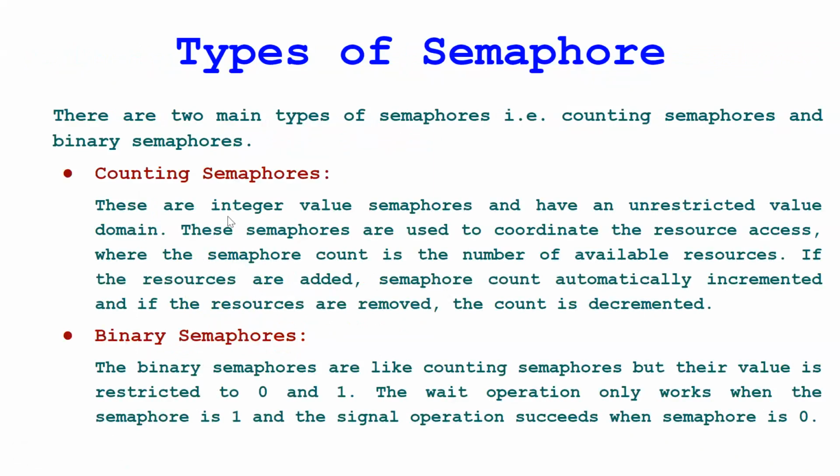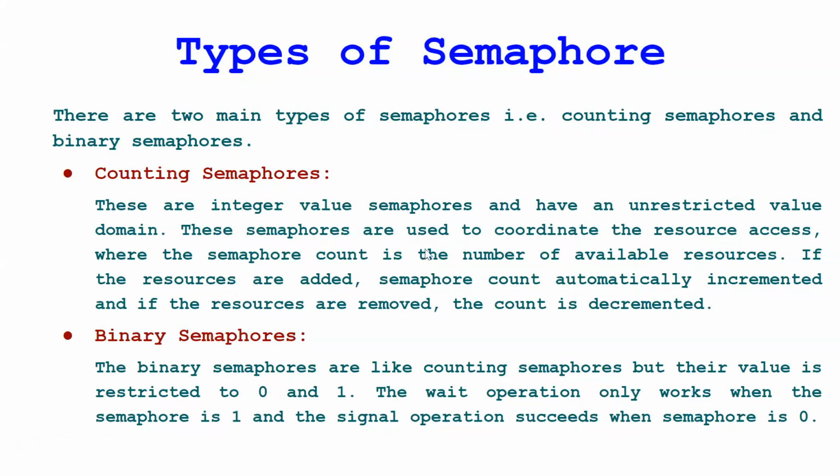So this is the problem, and these are the two kinds of semaphores. Here you just understand: a counting semaphore has a value from minus infinity to plus infinity, and a binary semaphore has the values 0 and 1, right? These are integer value semaphores and have an unrestricted value domain. There is no restriction on that value domain, that's why I said minus infinity to plus infinity. These semaphores are used to coordinate resource access, where the semaphore count is the number of available resources.